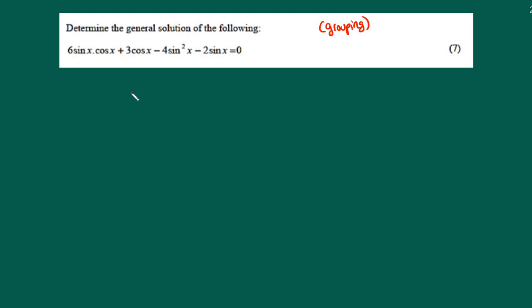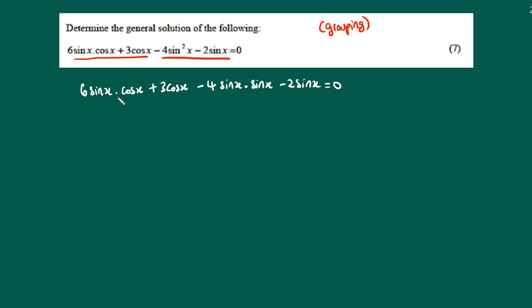So how do you check whether it's grouping? You must check whether the first 2 have a common factor and then the last 2 have a common factor. If we check this, they have a common factor there, isn't it? So what can we do? Remember, you don't have to think so hard when you're finding a common factor. What I'm going to do is rewrite this one here as minus 4 sine x times sine x. Then I say minus 2 sine x.